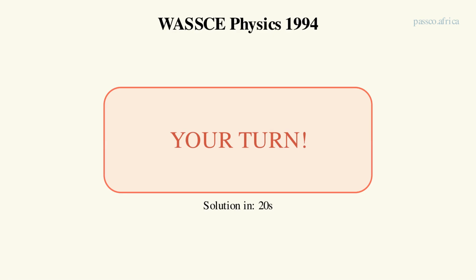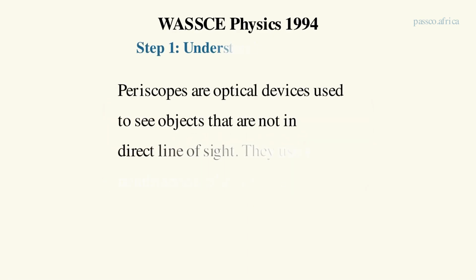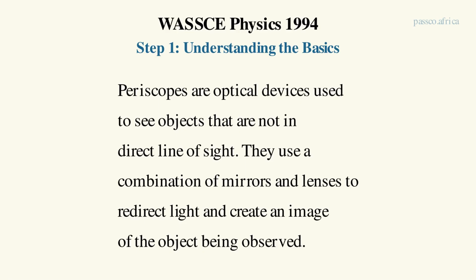Step 1. Understanding the basics. Periscopes are optical devices used to see objects that are not in direct line of sight. They use a combination of mirrors and lenses to redirect light and create an image of the object being observed.